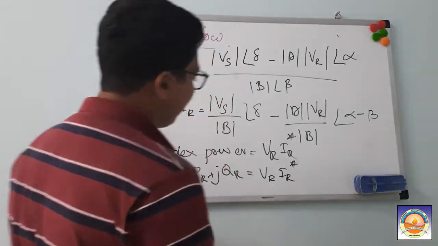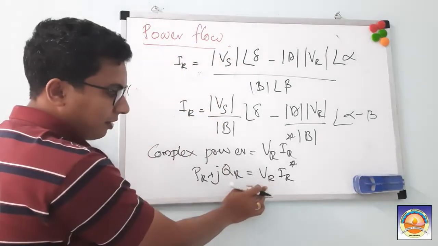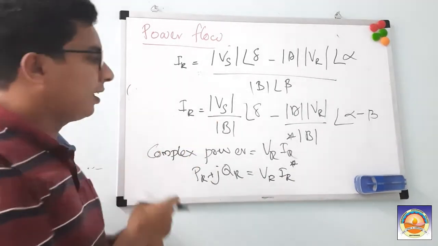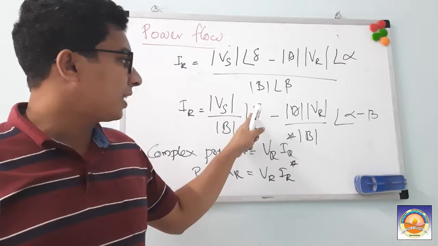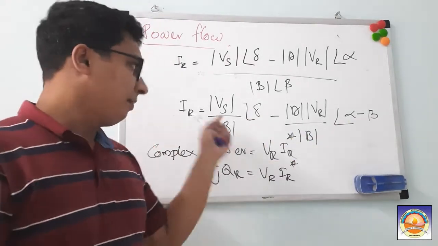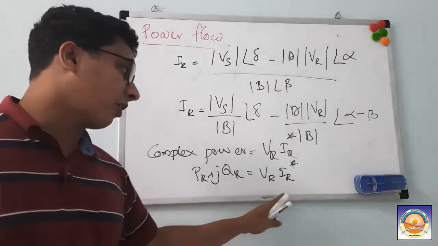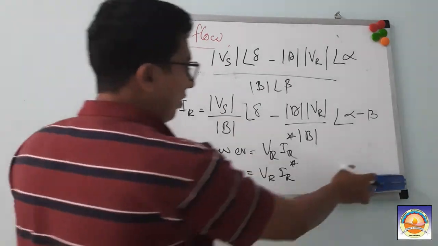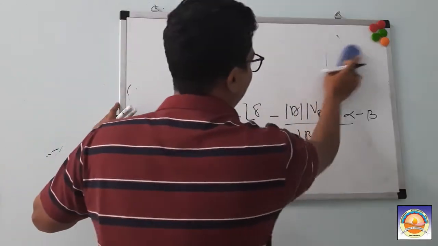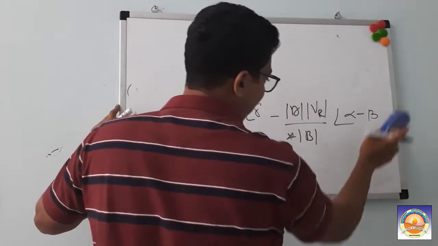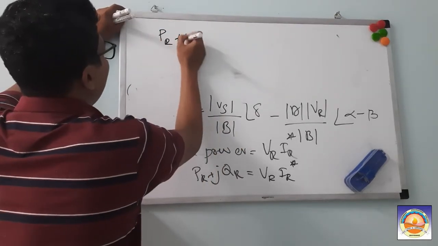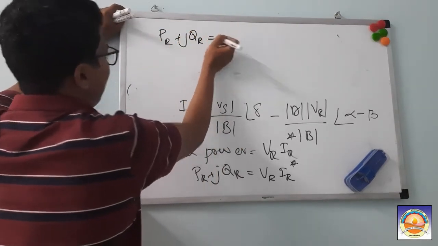So if I apply that, we already know the receiving end voltage VR, and IR is here. So what does IR conjugate mean? Conjugate means this delta will become minus delta, and this will become beta minus alpha. That is what happens for a conjugate in polar form. So once we apply that, our equation for complex power will be, here I can write, PR plus JQR. That is the complex power.